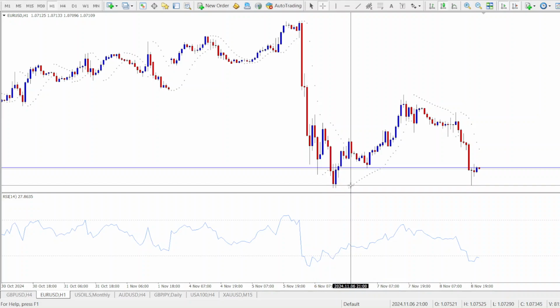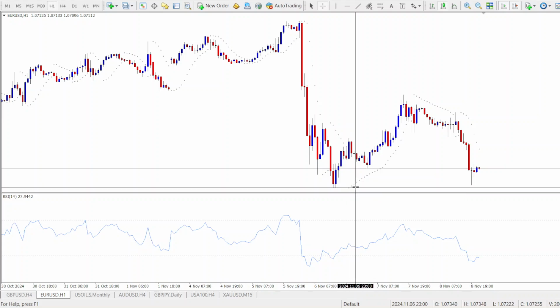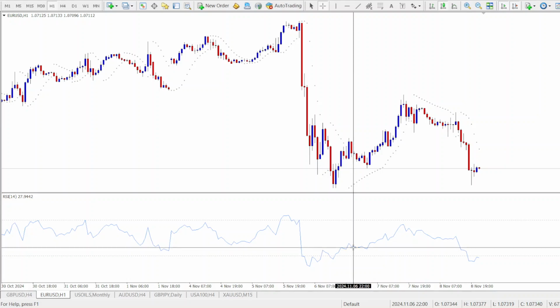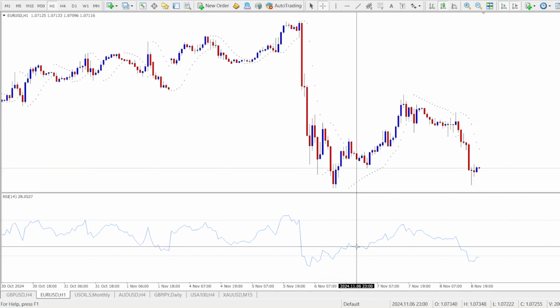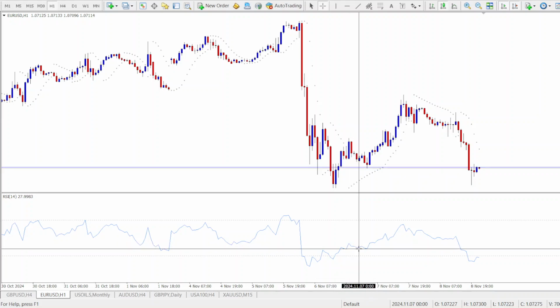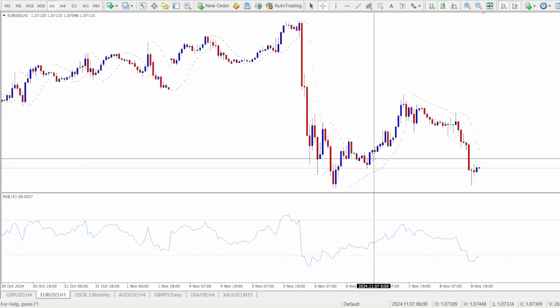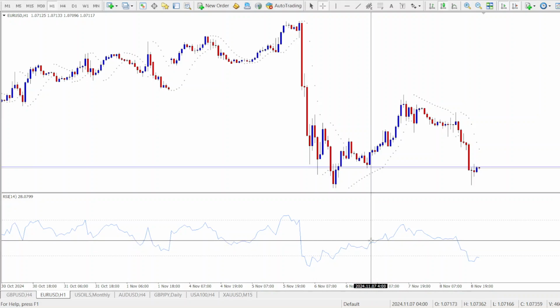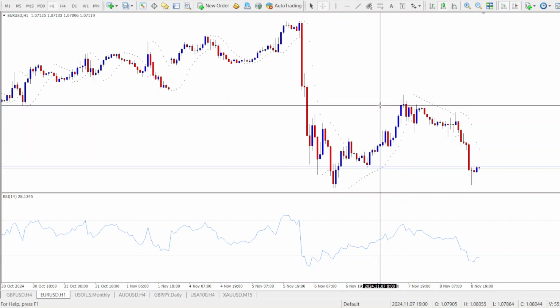Okay, but then at this point where we got another buy signal by the parabolic SAR, we can see that the RSI was consolidating a little bit. So let's say we would have waited for the RSI to start pointing upwards, then we would have entered a buy around here. So this is where our buy trade was confirmed, and we would have ridden it all the way up to this resistance zone.